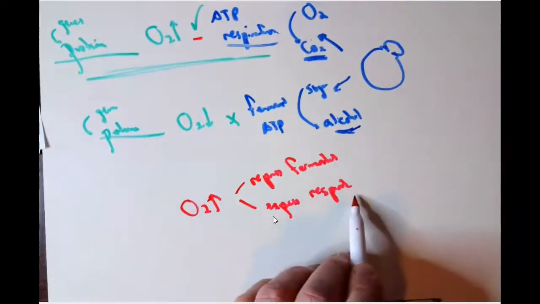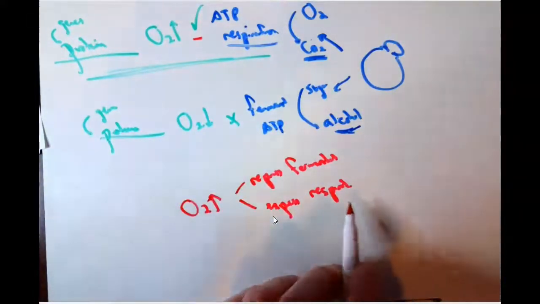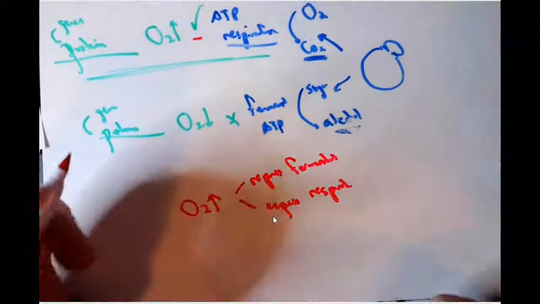Make ATP through respiration. Oh, he's back if you can't hear him, and he's right here. When oxygen levels are... Come on, let's go. Excuse me. Sorry about that.